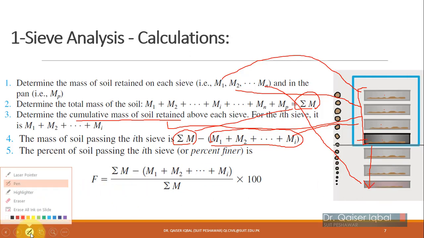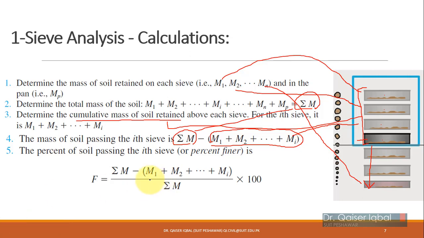So in that manner we can determine the percent finer, which is the mass passing: the total mass minus the cumulative mass retained on a particular sieve, like sieve number i. So the fraction passing through, or finer than sieve number i, for example sieve number 4, will be F4 equal to the total mass minus (M1 plus M2 plus M3 plus M4), divided by total mass, multiplied by 100.